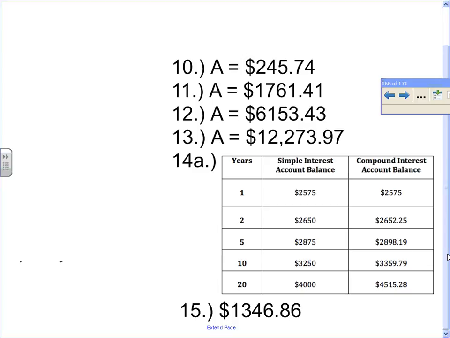Mary? You can always use the original. Remember I said the formula takes care of the compounding. So you can always use the original principal. Okay, Doug, last question.